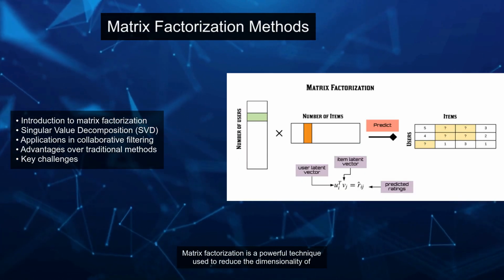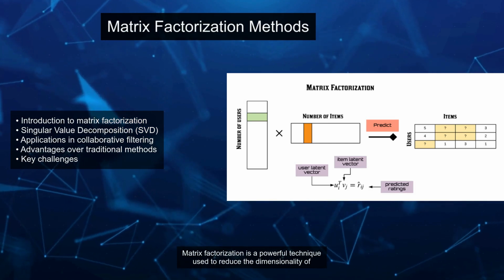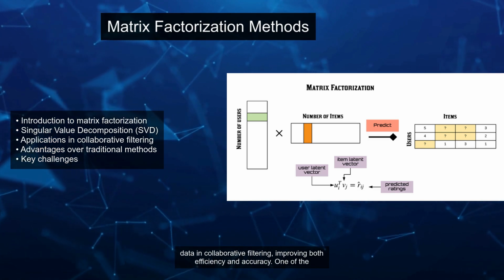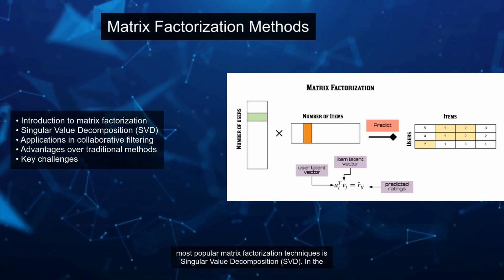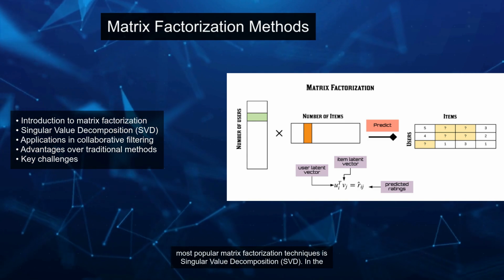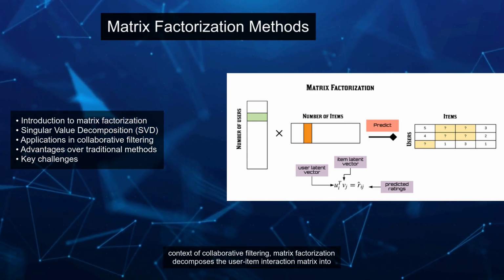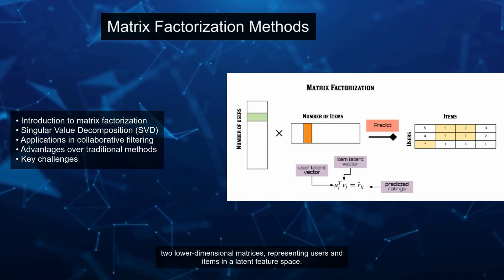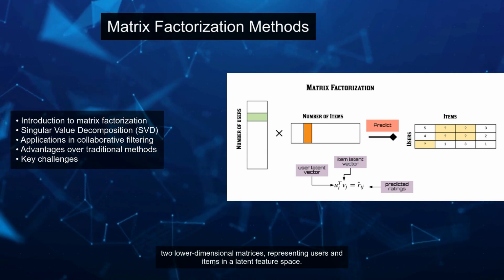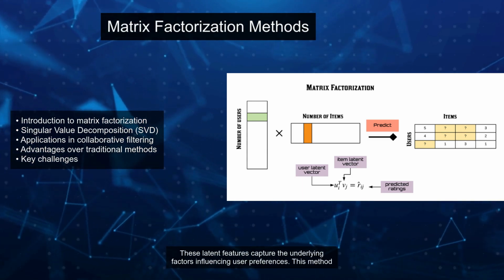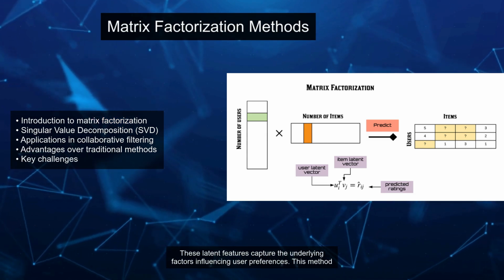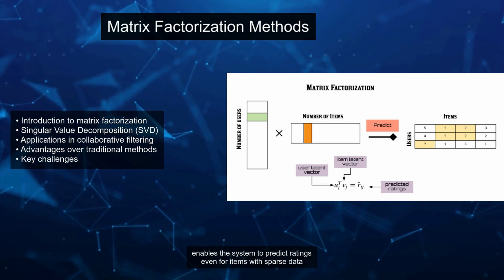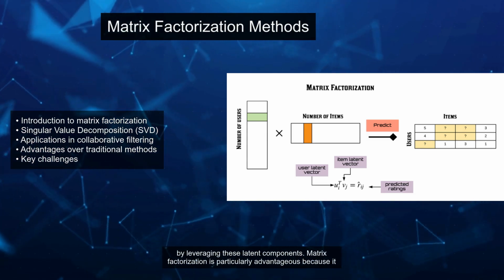Matrix factorization is a powerful technique used to reduce the dimensionality of data in collaborative filtering, improving both efficiency and accuracy. One of the most popular matrix factorization techniques is Singular Value Decomposition, SVD. In the context of collaborative filtering, matrix factorization decomposes the user-item interaction matrix into two lower-dimensional matrices, representing users and items in a latent feature space. These latent features capture the underlying factors influencing user preferences. This method enables the system to predict ratings even for items with sparse data by leveraging these latent components.